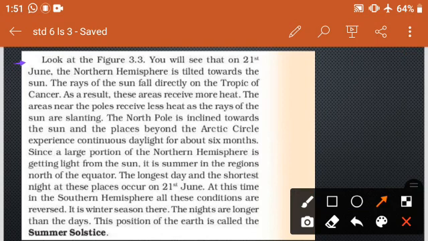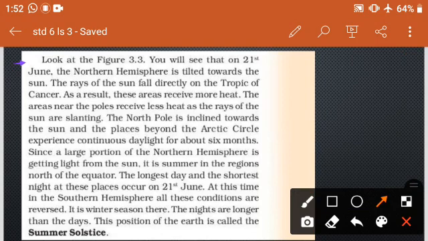Look at figure 3.3. You will see that on 21st June, the northern hemisphere is tilted towards the sun. The rays of the sun fall directly on the Tropic of Cancer. As a result, these areas receive more heat. The areas near the pole receive less heat as the rays of the sun are slanting. The North Pole is inclined towards the sun, and the place beyond the Arctic Circle experiences continuous daylight for about 6 months, since a large portion of the northern hemisphere is getting light from the sun.